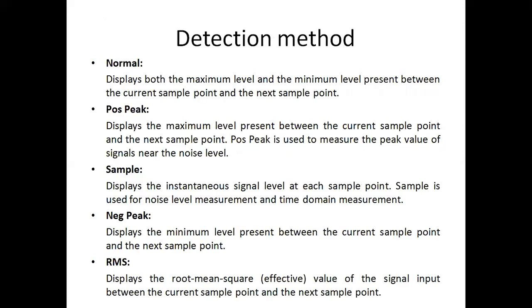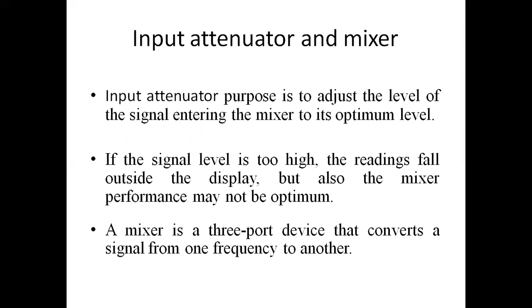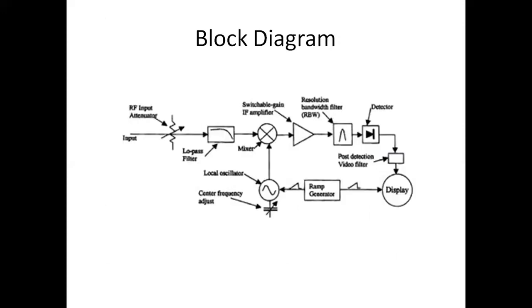Then we shall see the block diagram of our analyzer. So there are two types of spectrum analyzer. The first one is the swept type of spectrum analyzer, and the second one is the Fourier spectrum analyzer. So this block diagram is for the swept type of spectrum analyzer.